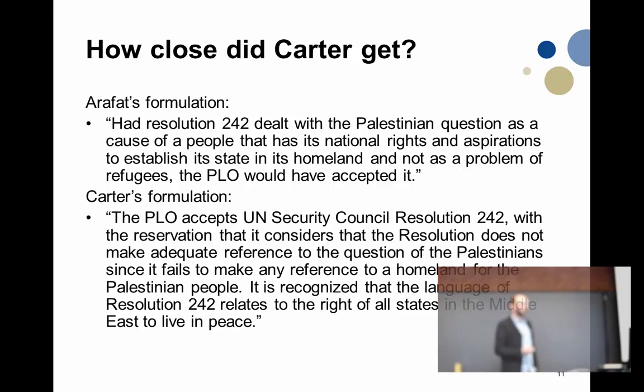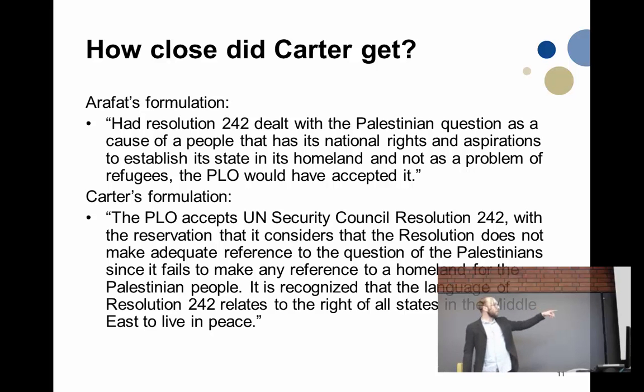The US formulation is: the PLO accepts Resolution 242 with the reservation that it considers that the resolution does not make adequate reference to the question of Palestinians, since it fails to make any reference to a homeland for the Palestinian people. In other words, we accept it if it had been so and so. In the words of a Saudi diplomat, it was between the PLO's negative refusal and the US's positive refusal. That's how close they were.